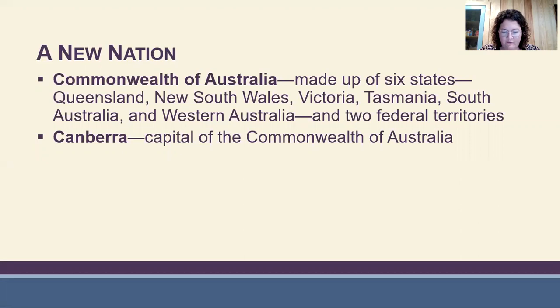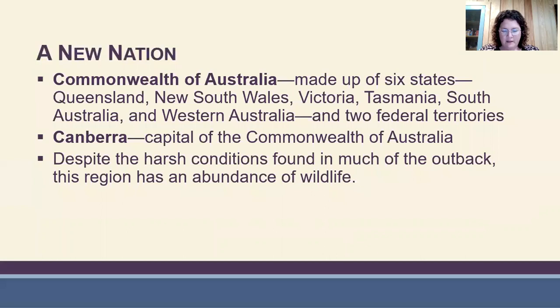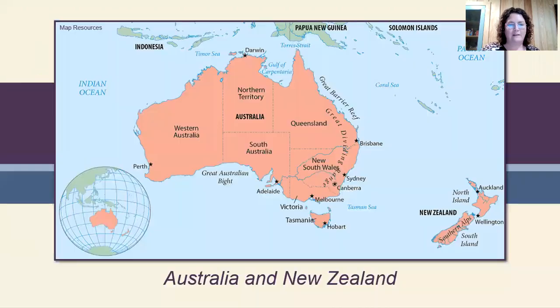Instead of each colony governing independently, the Commonwealth formed a single federal capital. In 1927, the government buildings in the new capital of Canberra were ready for use. Canberra is similar to Washington, D.C. in the United States. It is the seat of government, but it is not part of any state. Despite the harsh conditions found in much of the outback, this region has an abundance of wildlife.